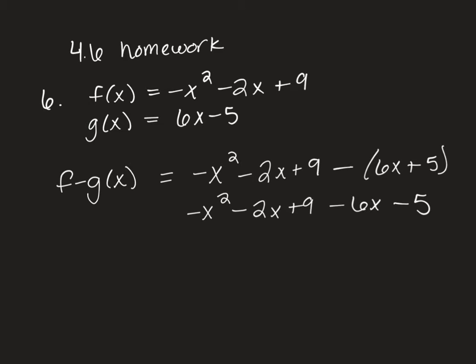So then you would combine your like terms. So we have negative 2x and negative 6x. And positive 9, negative 5, which would make your answer negative x squared minus 8x. Wait. That should be a minus 5 there. Just going to make that a plus 5, which will make that a positive 14.